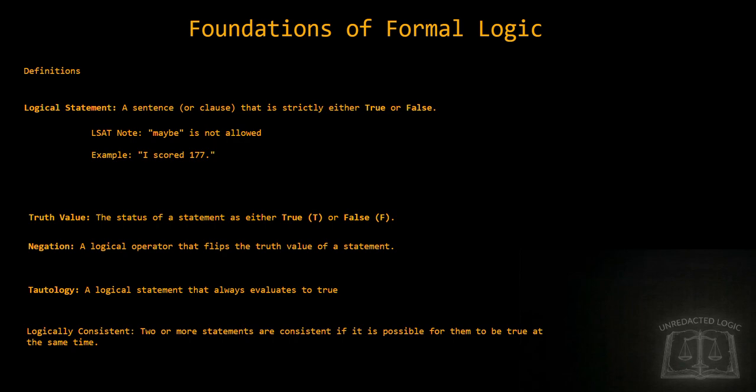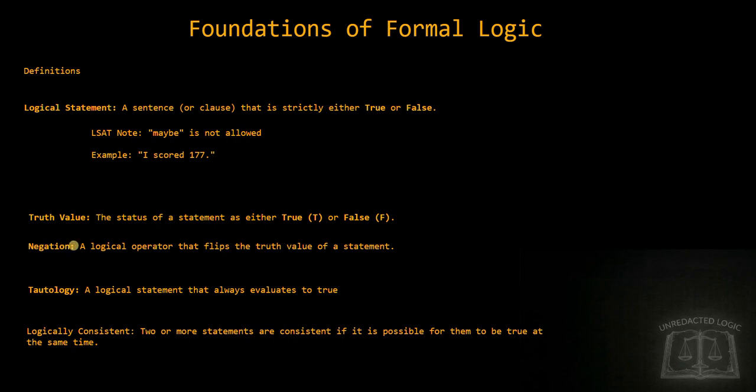We'll start with definitions. A logical statement is a sentence or clause that is strictly either true or false. No maybes allowed. For example, I scored 177. That's either true or false. A truth value is the status of a statement as either true or false. Okay, so anytime you see a logical statement, you can think about substituting it out for its truth value if you know what that is.